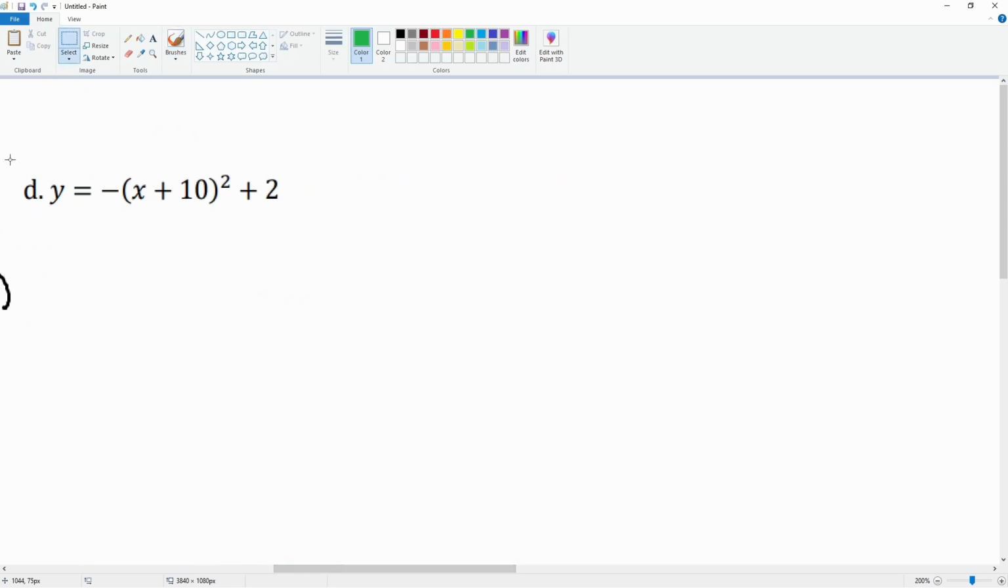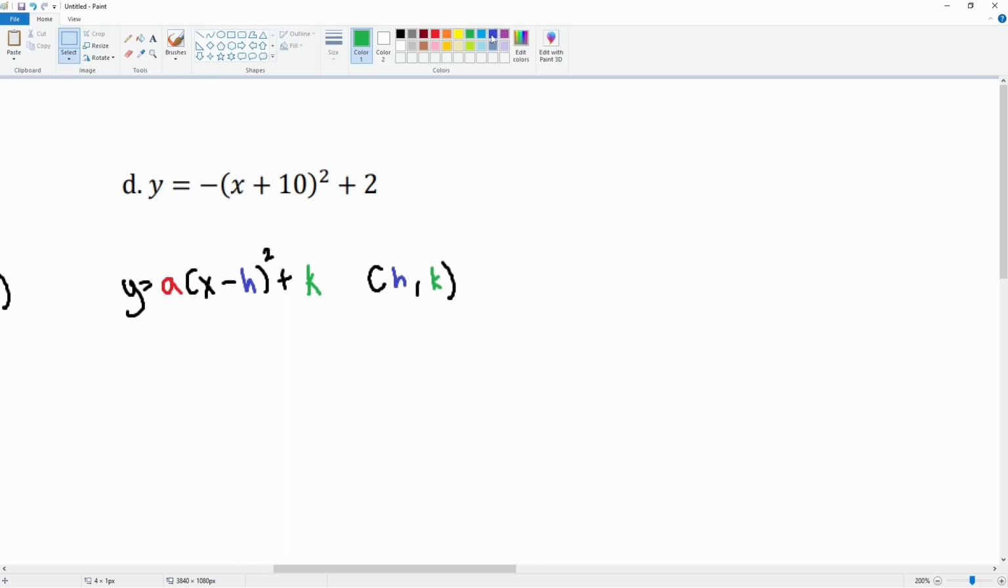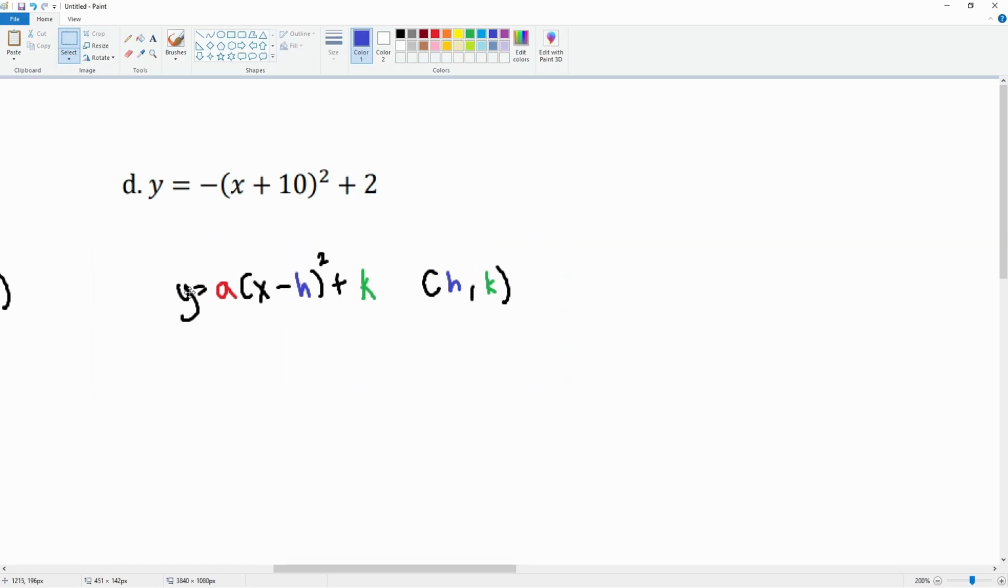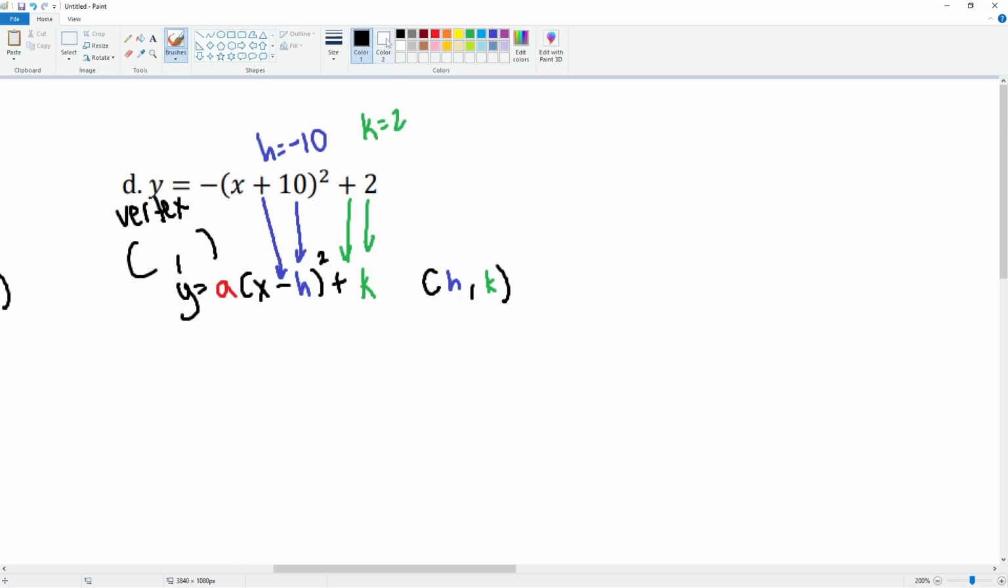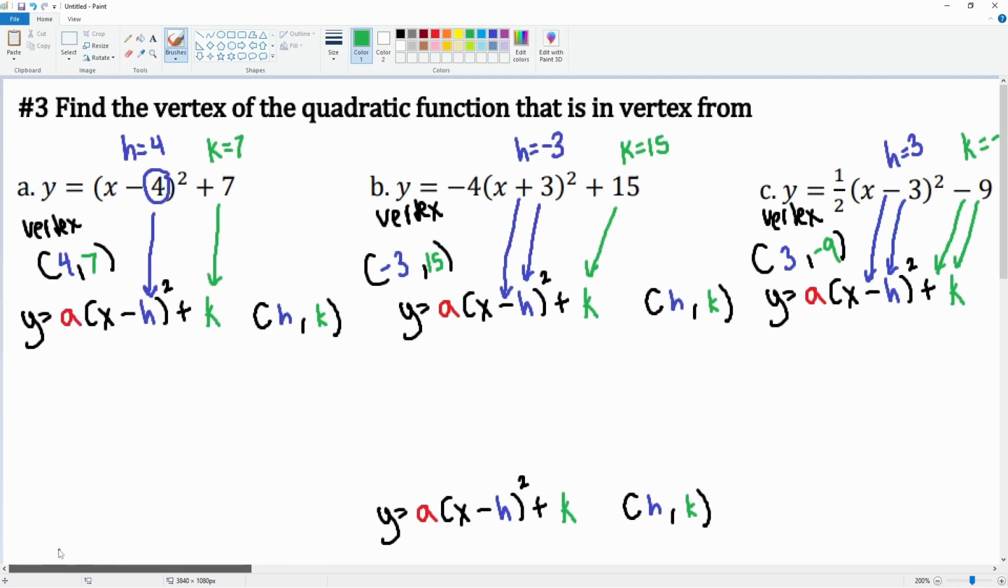And let's do the last one, which is letter D. Let's bring out the formula. Let's move it a little bit more so we can see it a little bit better. Okay, so k, it's right there. But do you see how it's a plus? So h would be the opposite of it, so -10. And k positive, so k is going to equal 2. So the vertex now is going to be the point h, which is -10, and k, which is 2. So there you go. That is how you find the vertex in vertex form.